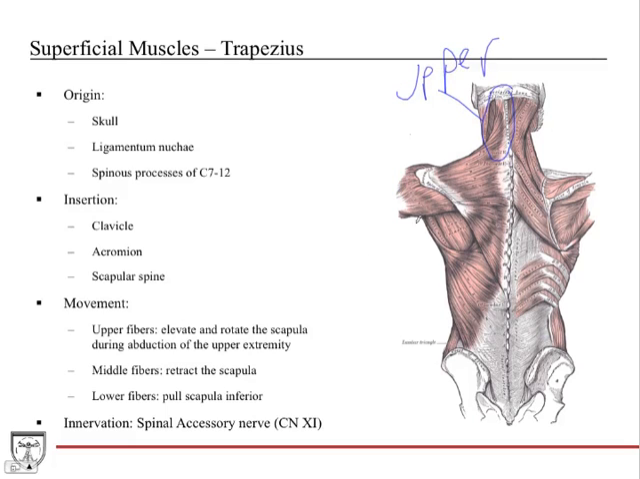What does that do? If you look at these fibers, they're all inserting onto the scapula, so they're going to be doing movements of the scapula. So elevating it, pulling it up like this. Remember, muscles contract like this, pull it up. They're also going to rotate the scapula during abduction of the upper extremity, so when you lift your arm away from your side. And then the middle fibers, which are in here.